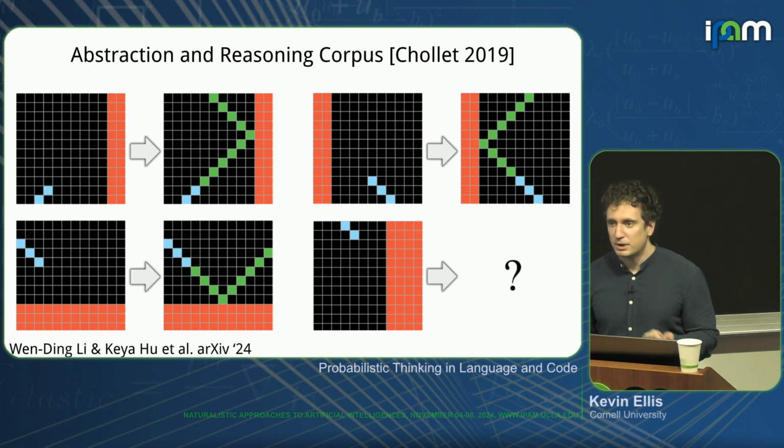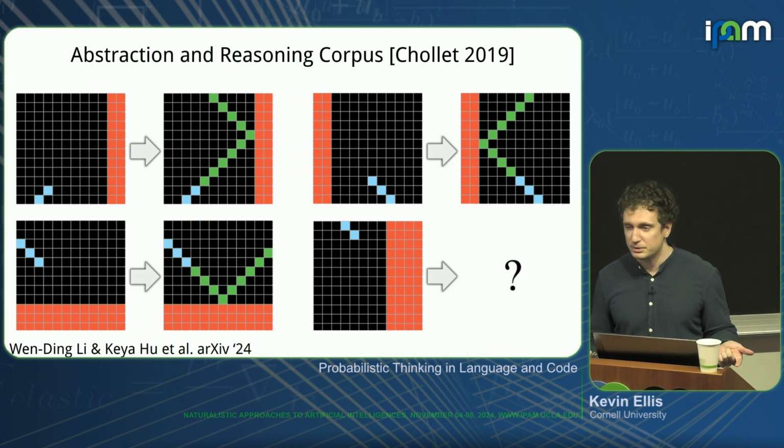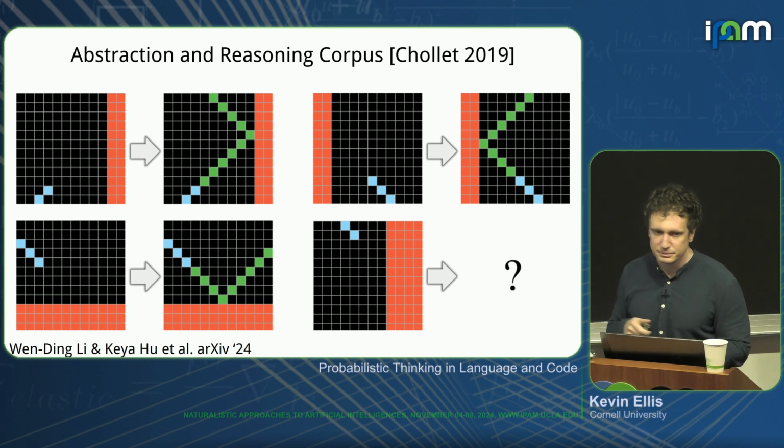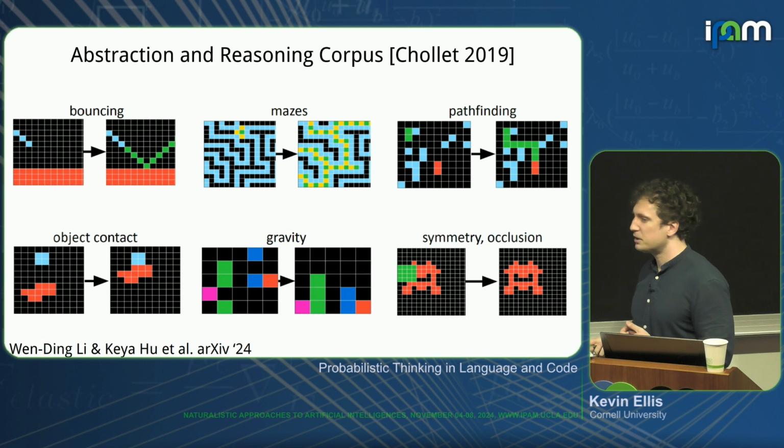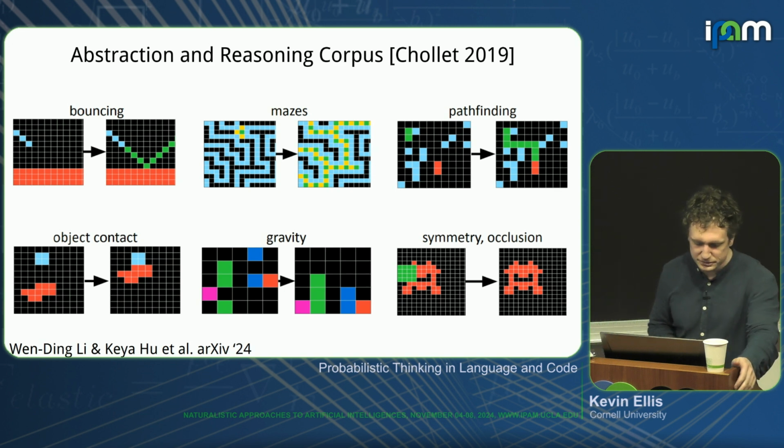So to do this, you need good priors. You also need to be highly flexible. You need to be able to write some pretty non-trivial code to solve a lot of these ARC challenges. Here are a few other things you see in ARC: pathfinding mazes, a lot of objectness ideas, like contact between objects. There can be almost a 3D aspect to them, where one object is in front of another. It's very diverse.